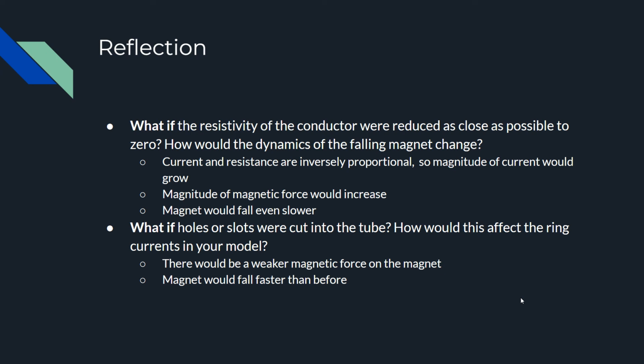And what if holes or slots were cut into the tube? How would this affect the ring currents in our model? Well, there would be a weaker magnetic force on the magnet, and therefore the magnet would fall faster than before.